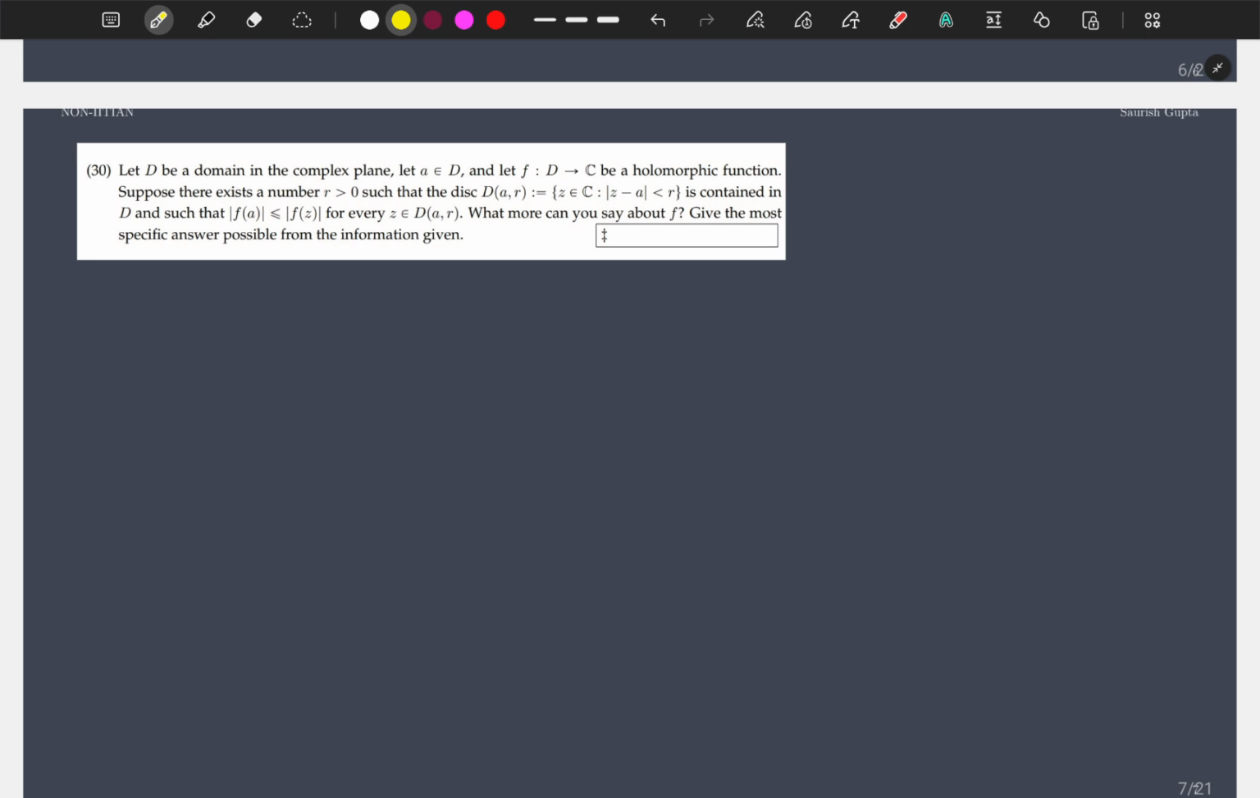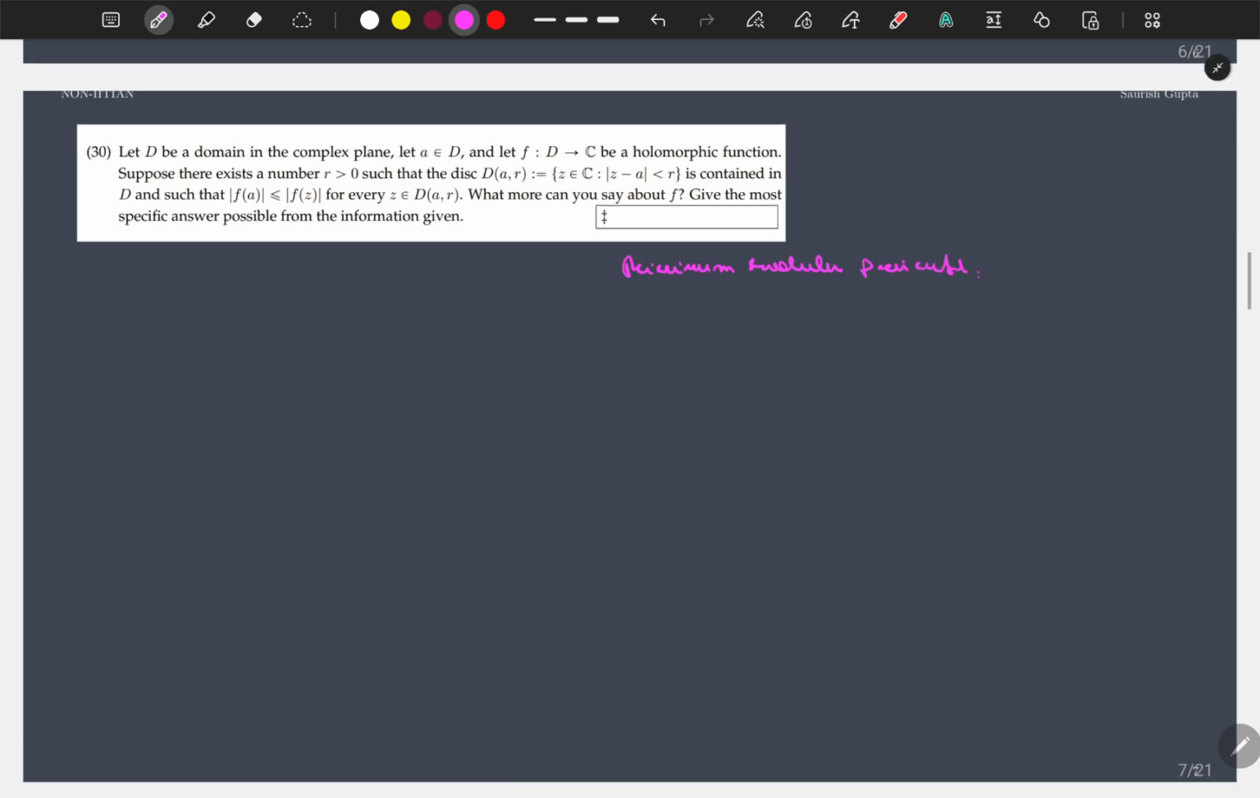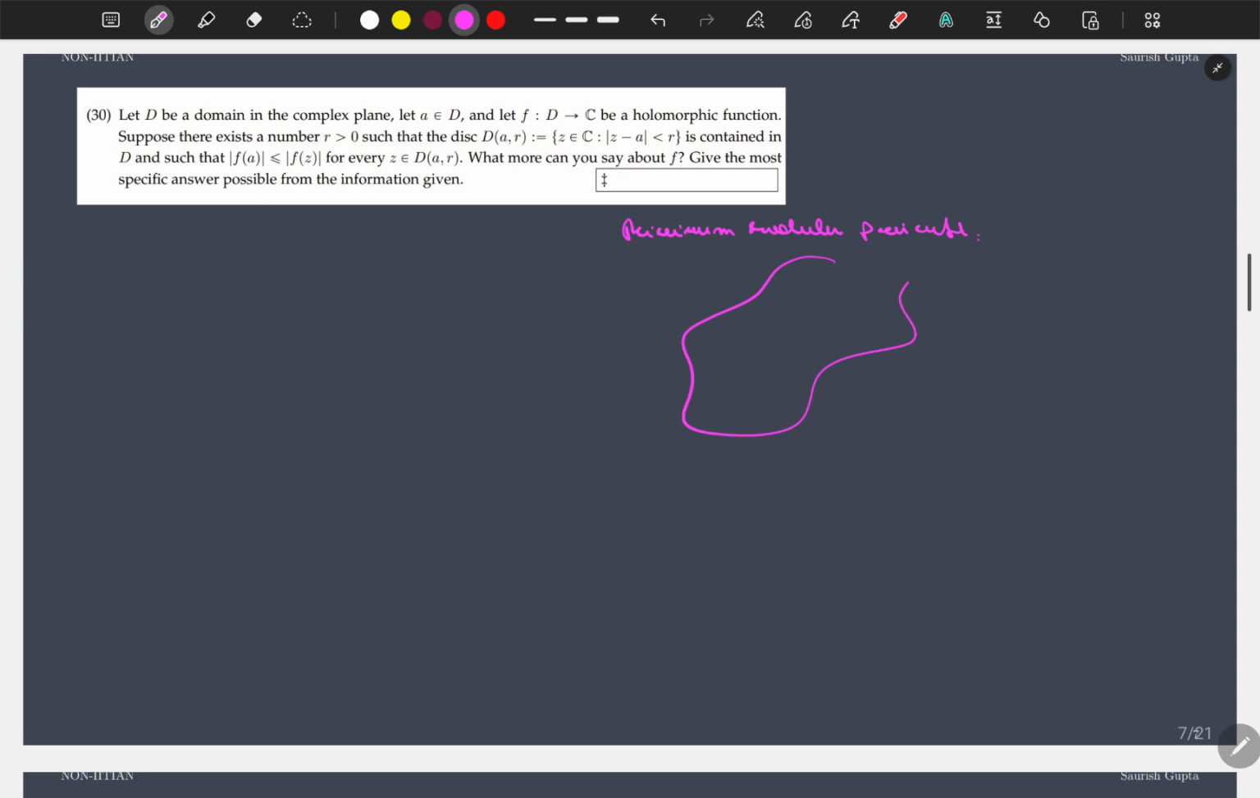Now, isn't this a direct application of the minimum modulus principle? Because carefully observe what we have. We are having a domain D. I chose a point a from here. I have a disk which is completely contained in the domain D. So I can now restrict my whole observation to this disk itself.